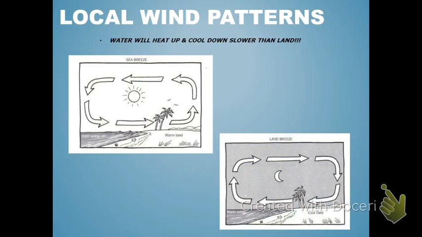Air over the land becomes cooler than the air over the ocean. Cooler, denser air above the land moves out over the water as the warm air over the water rises. Movement of air toward the water from the land is called a land breeze.